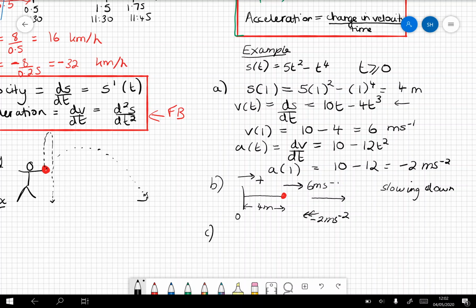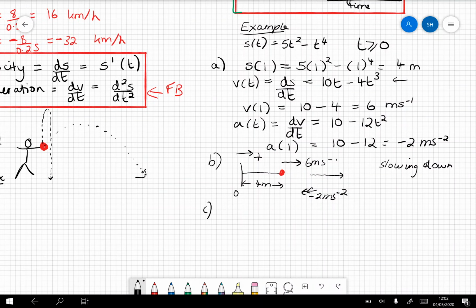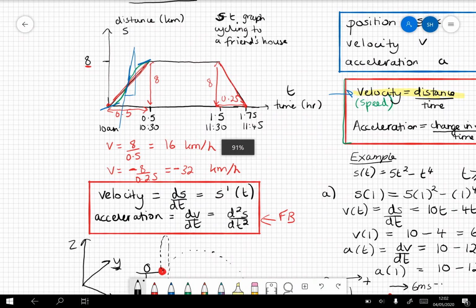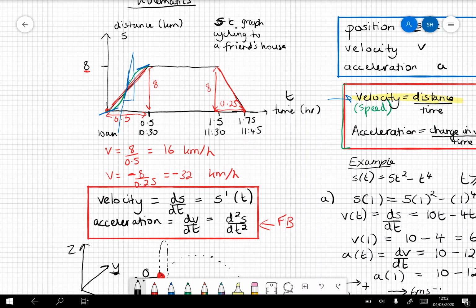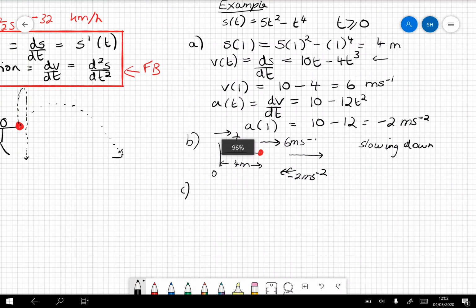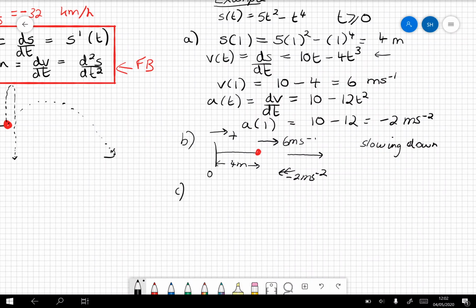The next part of the question wants to know the values of time, t, when the particle is at rest. Well, if a particle's at rest, that means it's not moving, and that means the velocity is 0. If we come back right to the beginning to our cycling scenario, we were at rest in this section here, where the position stayed the same, and since the velocity is the gradient of position, the velocity was 0. So my velocity expression that I used in part A was 10t minus 4t cubed. And that's going to be 0. And I want to solve that equation.